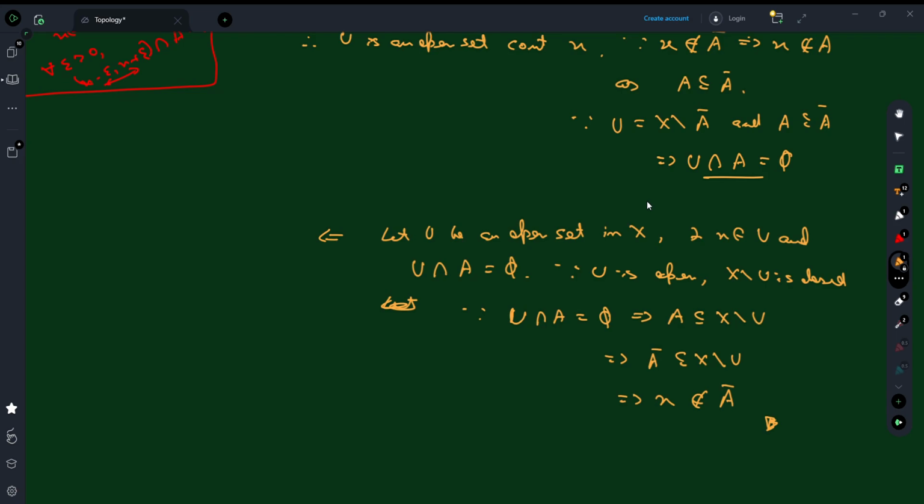So let this lecture be up till this much. In the next lecture, we will be discussing the concept of limit points, and then we will be moving on to a very important set of topological spaces called the Hausdorff spaces. That will be quite an interesting discussion. So meet you guys in the next lecture.